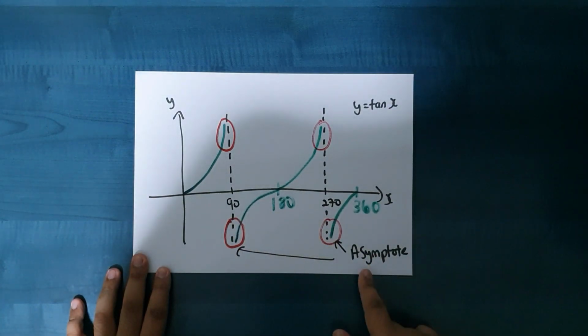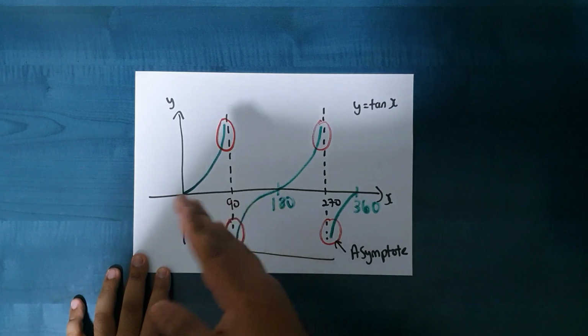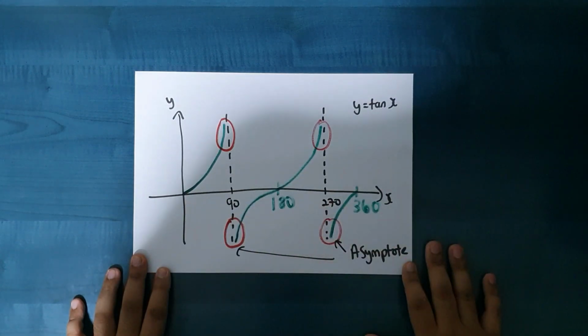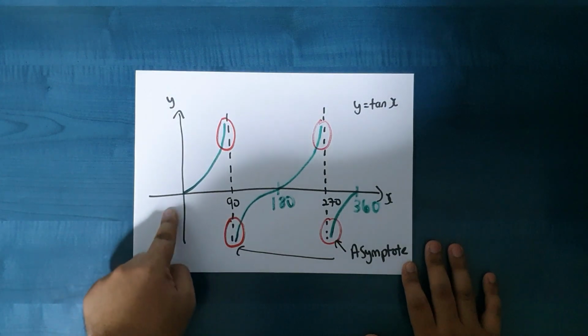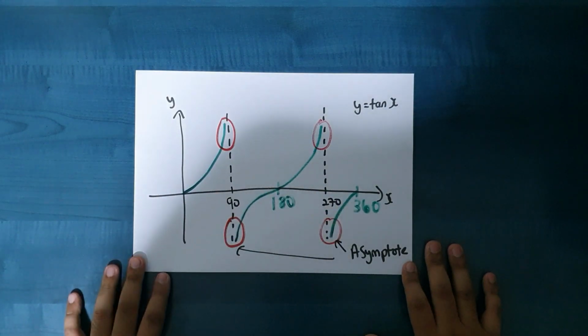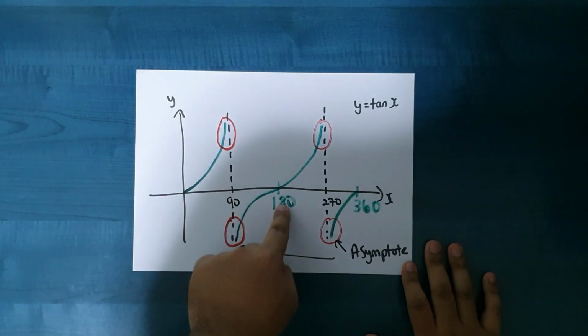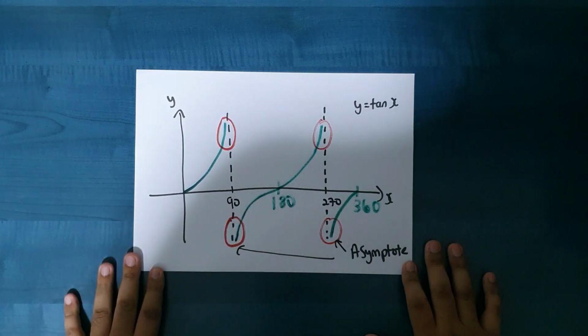Asymptotes, again, are lines where the graph cannot cross. And this is a graph of tangent x drawn from 0 degrees until 360 degrees. There is no amplitude and the period is 180 degrees. That's all.